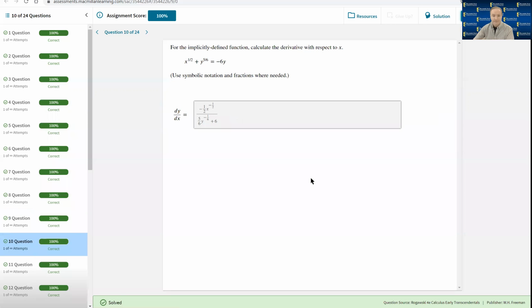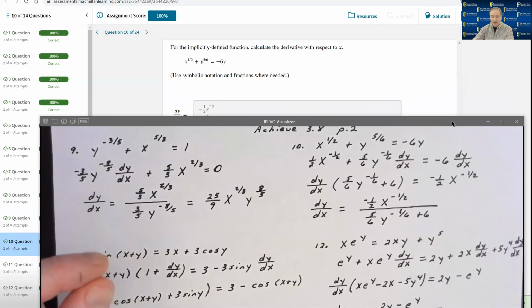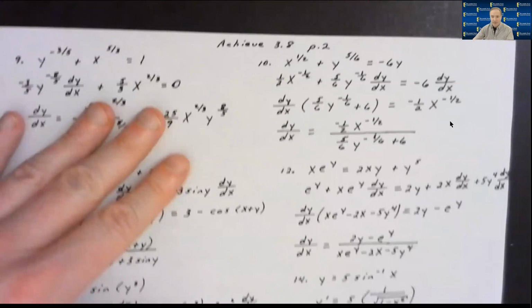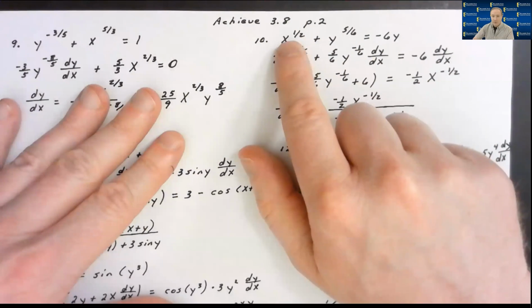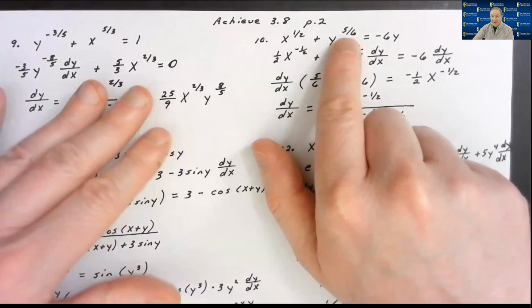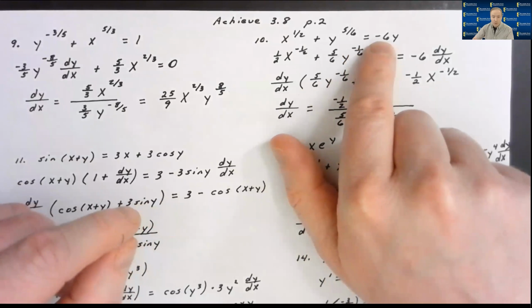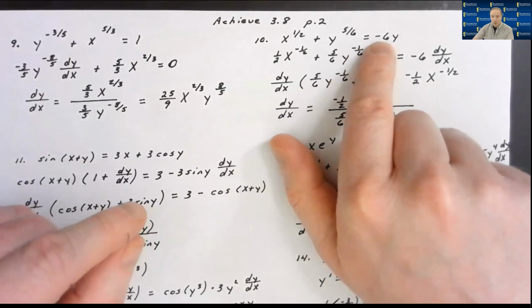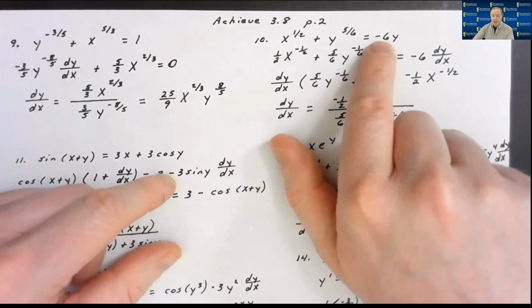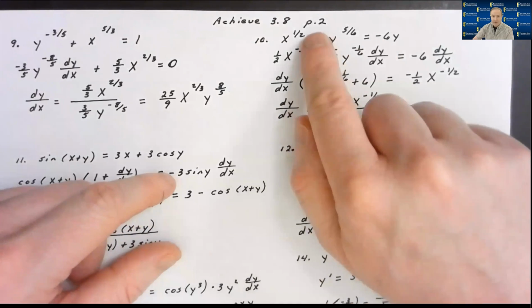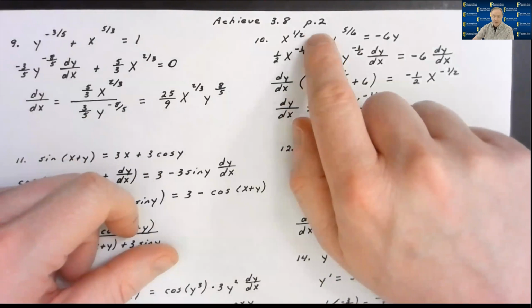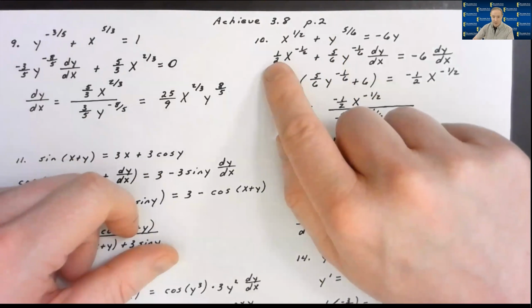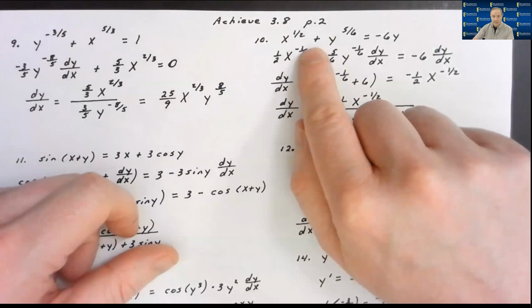For number 10, I think I'll go ahead and just maximize this so I can show my work a little better. For number 10 here, we have x to the 1/2 plus y to the 5/6 is equal to negative 6y. Okay, so the derivative. And again, we're finding dy/dx, so I can say since I'm taking the derivative with respect to x, that x to the 1/2 just becomes 1/2 x to the negative 1/2.